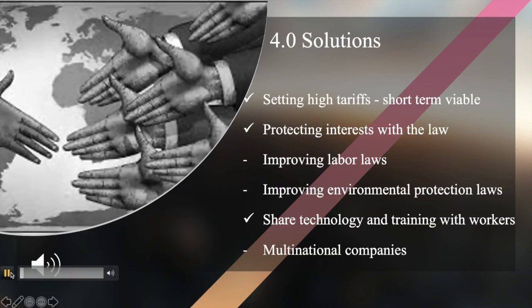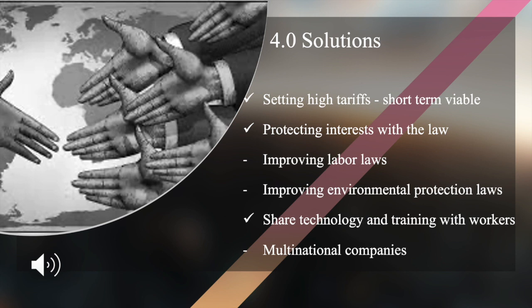So, what are the solutions to solve these problems? To be honest, it is difficult to solve these problems with trade protectionism. Setting too high tariffs will only protect domestic industries in the short term because multinational companies will always find the cheapest labor around the world to make the most profit.